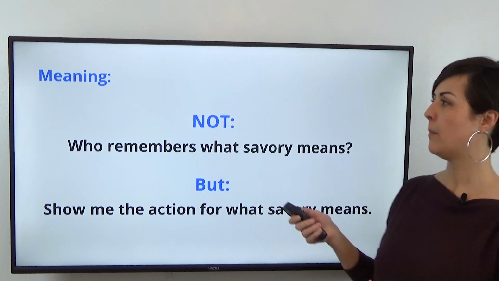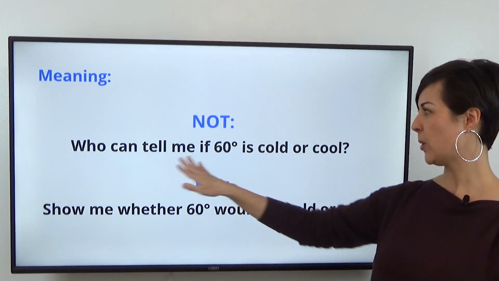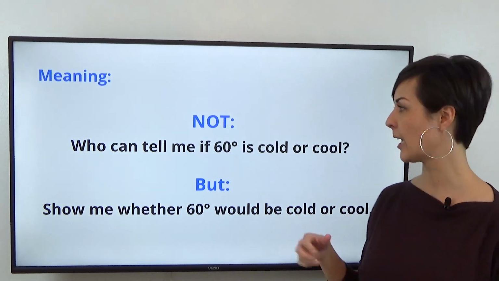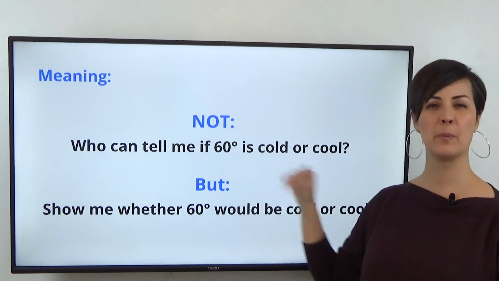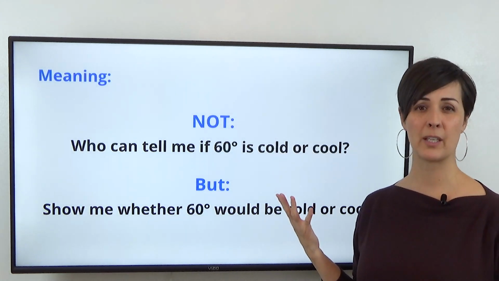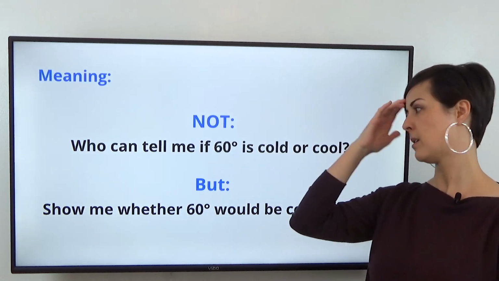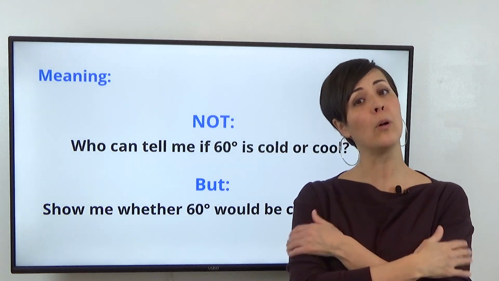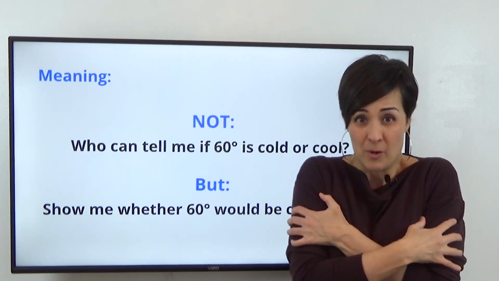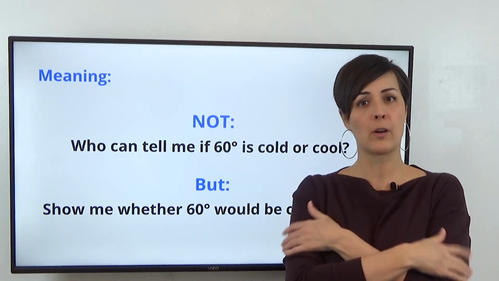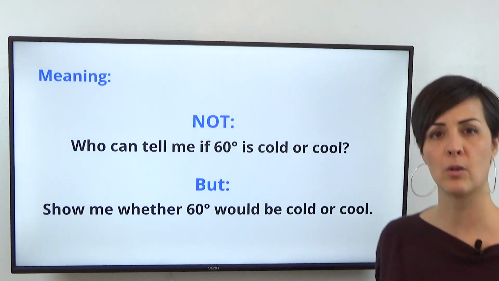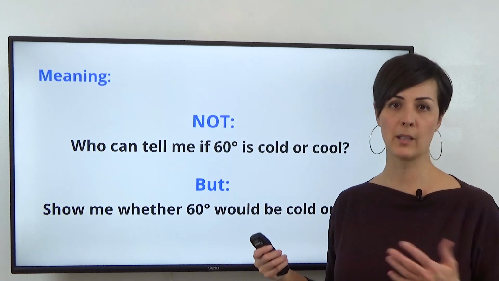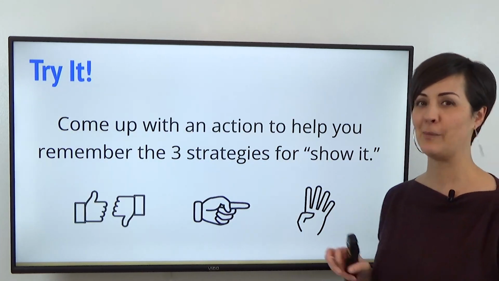You got it. Another one with meaning. Instead of, who can tell me if 60 degrees would be cold or cool? Let's suppose we're doing a weather unit in 2nd grade. I could use an action for this and have the kids all demonstrate their understanding to me. So show me whether 60 degrees would be cold or cool. And I'm looking for, are the kids shivering and shaking to show me cold, or are they just rubbing their arms lightly to show cool? And I'm watching for all the kids to demonstrate their understanding at this point so that we can discuss and clarify and keep going.